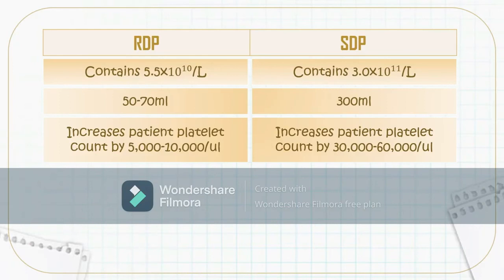So as you can see, single donor platelets are much more effective in increasing the total platelet count of our patient, which is why for every single donor platelet unit, 4 to 6 RDPs is the equivalent.